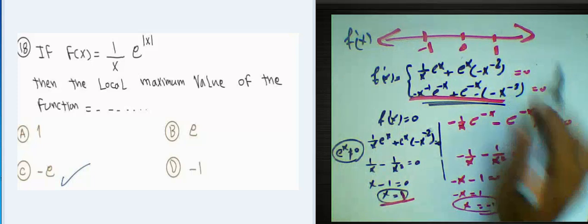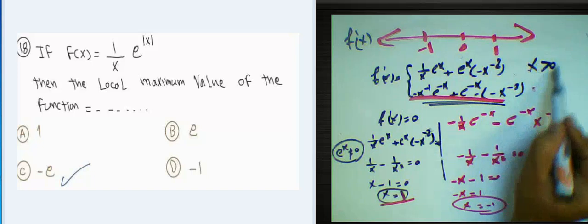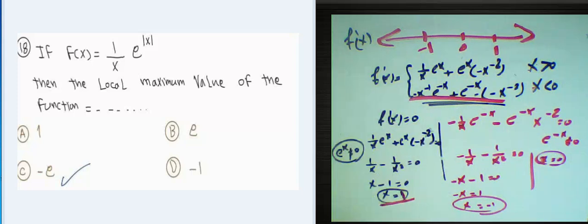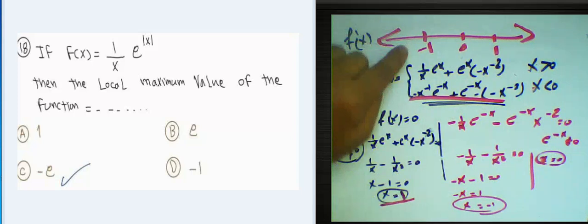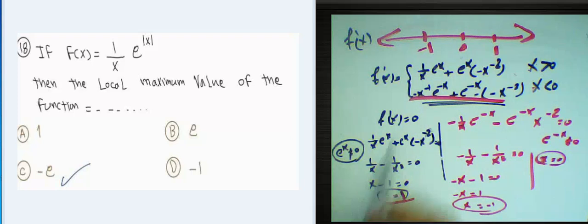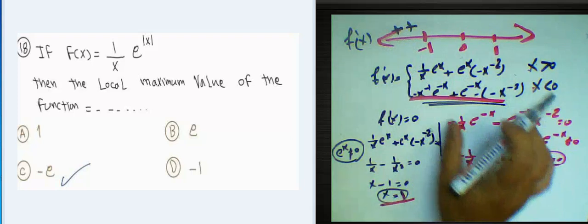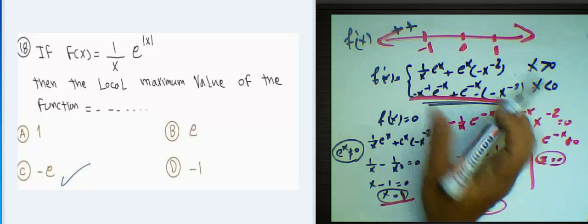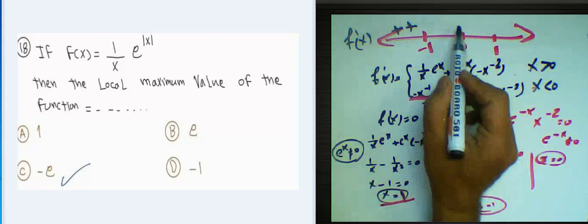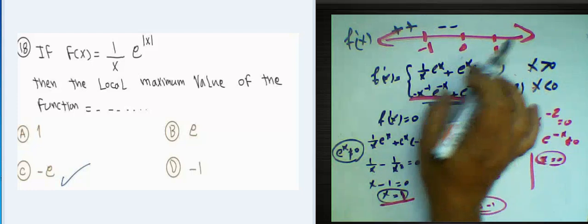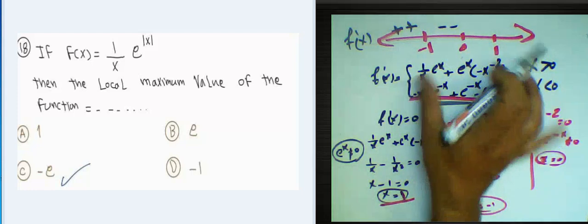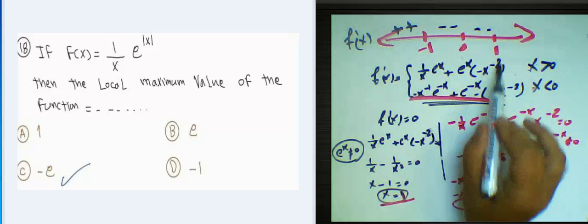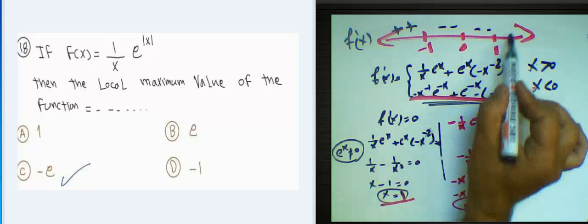When x is greater than 0 and when x is less than 0, take the left-hand side: put in any number less than negative 1 in this function, and the result will be positive. Between 0 and negative 1, take x equal negative half; in this function, the result will be negative. And when x is greater than 0, put x equal half in this function, the result will be negative. Put a number greater than 1 in this function, the result will be positive.